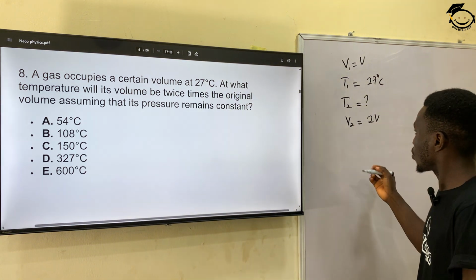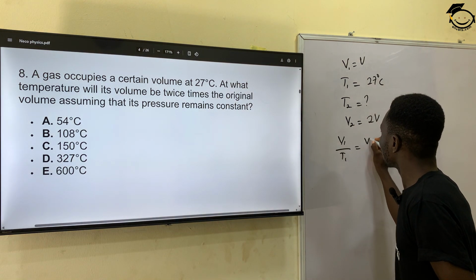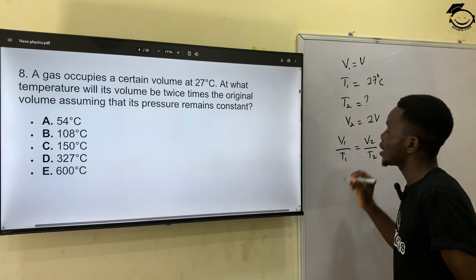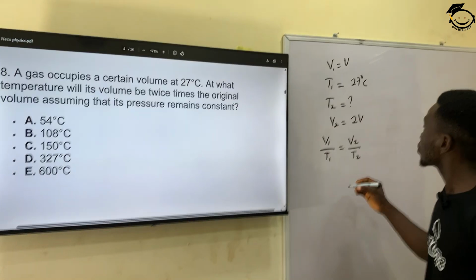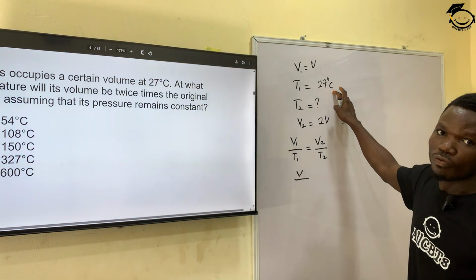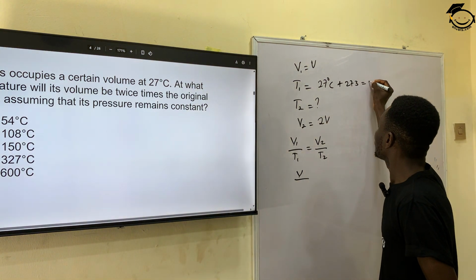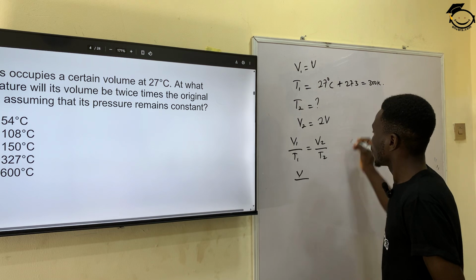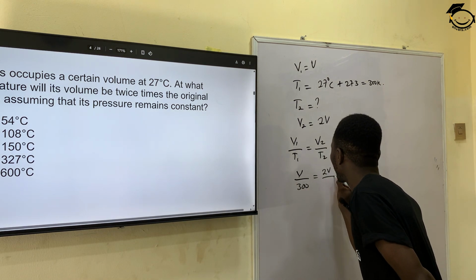And according to Charles' law, we deduce that V1 over T1 is equal to V2 over T2. That is the formula for Charles' law. And if we input our values, this means that I have V over the temperature here, you have to convert it to Kelvin, which means I'm going to add 273, and that will give me 300 Kelvin. So I have V over 300 is equal to 2V over T2.